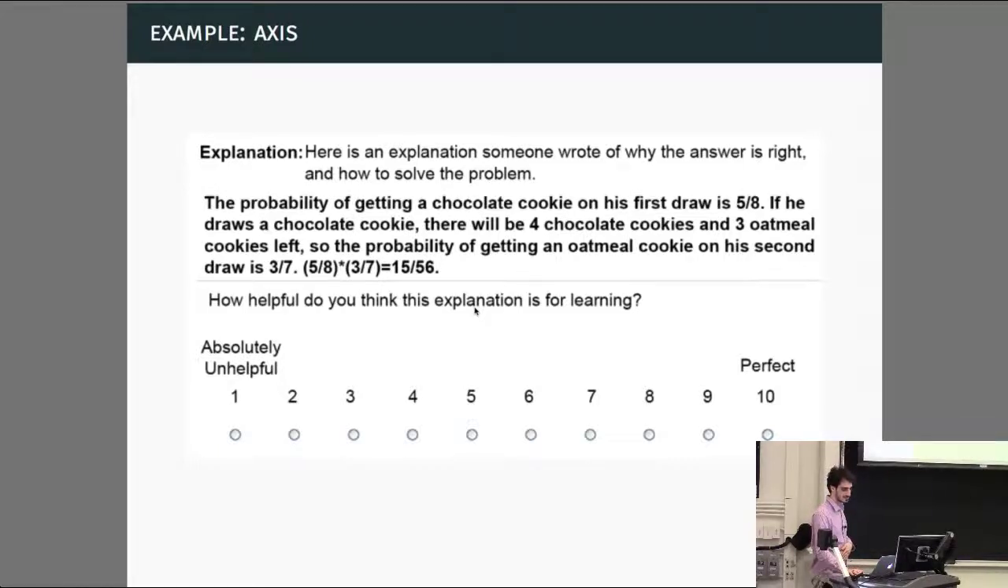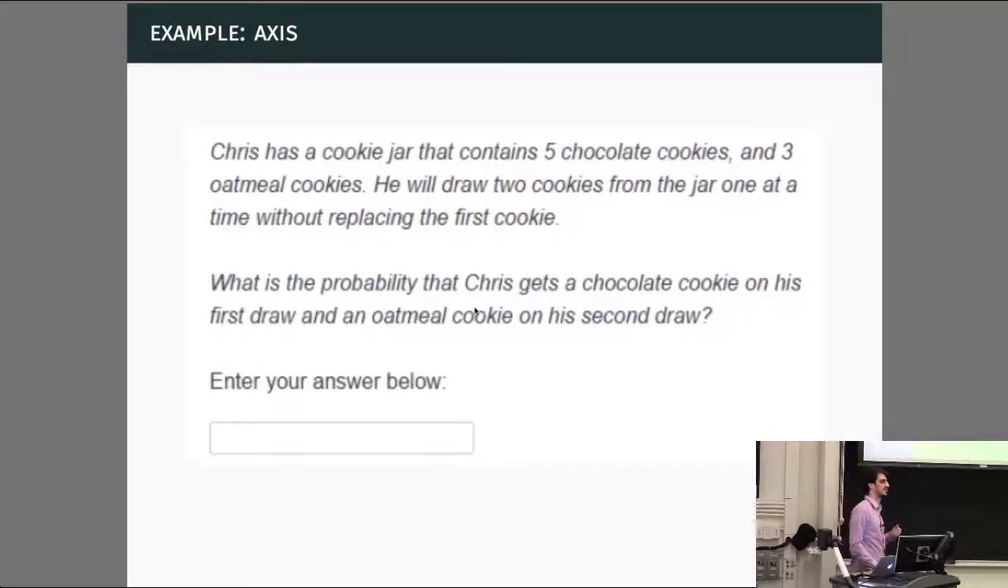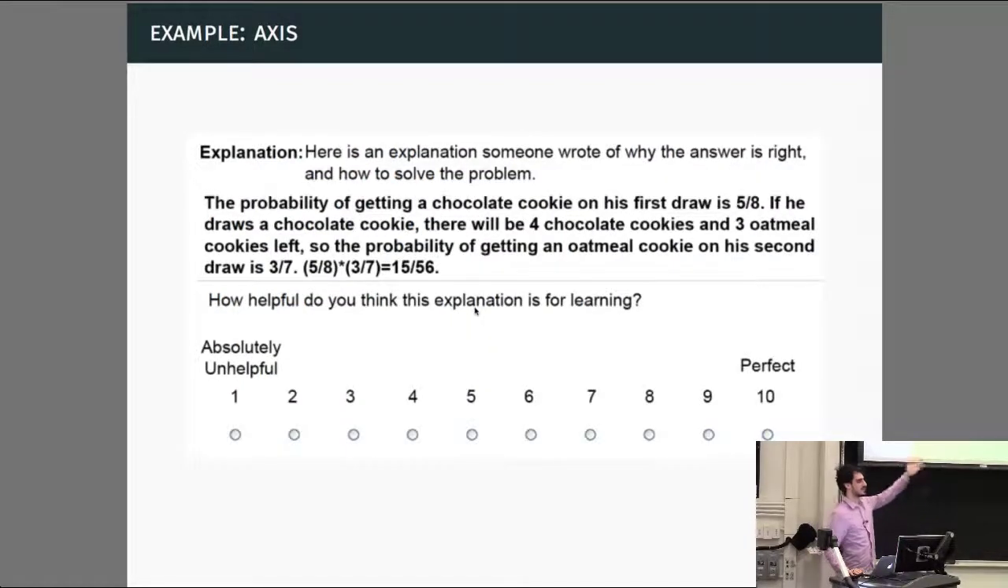Once they enter the answer, for some crowd workers, they're going to give them an explanation, and this explanation is going to be taken from other crowd workers. Okay? So when I do this task, either I'm asked to give an explanation for my answer, or I'm going to be presented an explanation from another worker. Here, this is the explanation presented from the worker. And then I'm going to be asked, how helpful is this explanation?